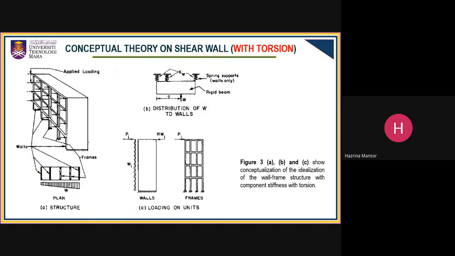Okay, the first thing is, let's imagine you have a building structure system as you can see here. This building structure system consists of three walls: wall number 1, wall number 2, and wall number 3. And here you have rigid frame 1 and rigid frame 2. And you have a distributed loading throughout the structure, as shown in the plan view.